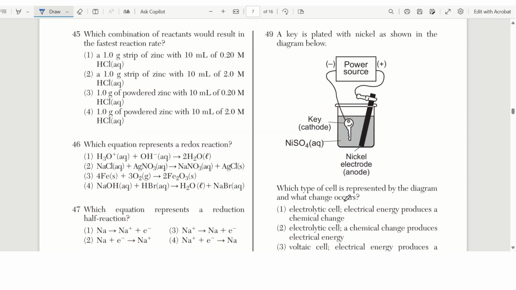Number 45. Which combination of reactants would result in the fastest reaction rate? Well, first I'm going to look, I can either have strip of zinc or powdered zinc.